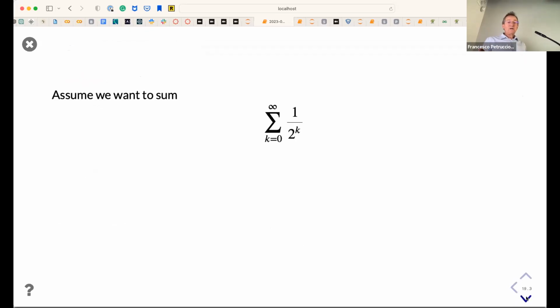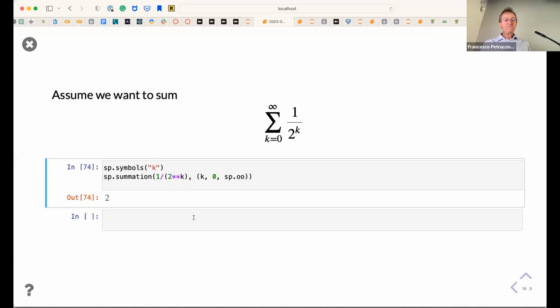Let's do a somewhat more challenging sum. Let's do the sum of 1 over 2 to the power of k, for k equals 0 to infinity. This is a little bit more challenging. Maybe we don't remember it from school. Same strategy.